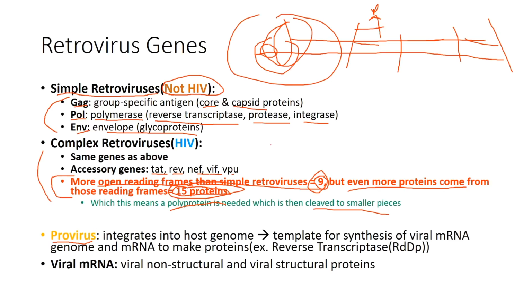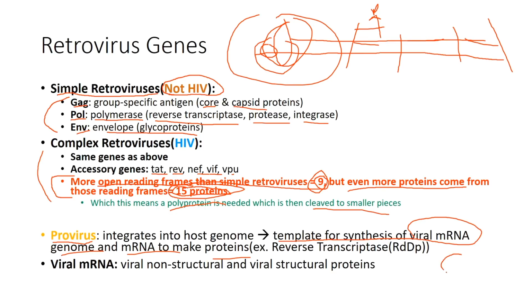So we form DNA from our RNA template, and then that integrates into the genome, and this is known as a provirus. It is not a prophage. Prophage is when you have a virally infected bacteria, and that's why we call it a phage. When it's a virally infected human cell, we call it a virus, and so that's known as a provirus. Pretty much this provirus is the template for synthesis of viral mRNA for the genome and for the mRNA to make their associated proteins.